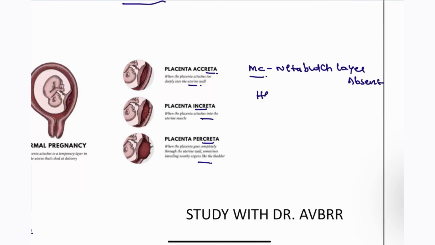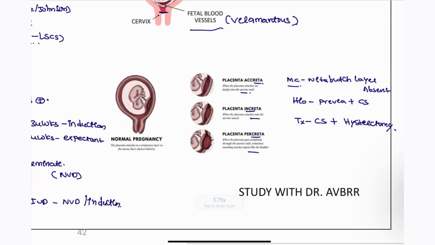And the patient will be having a history of previa plus cesarean section. Okay, and for treatment, you can go for the cesarean section, and then immediately, if the family is completed, do the hysterectomy for this patient. Do not remove the placenta, directly do the cesarean section and the hysterectomy.